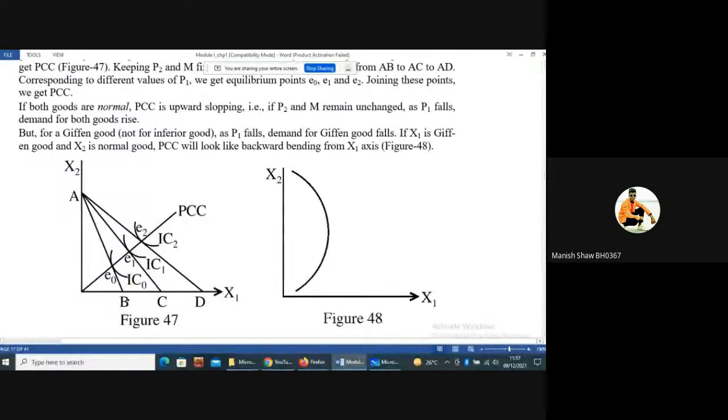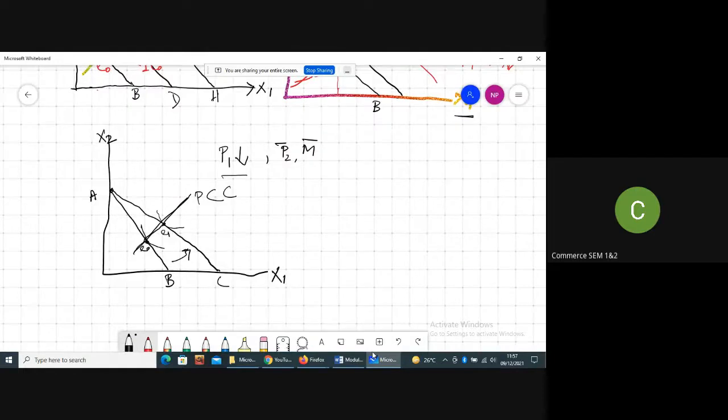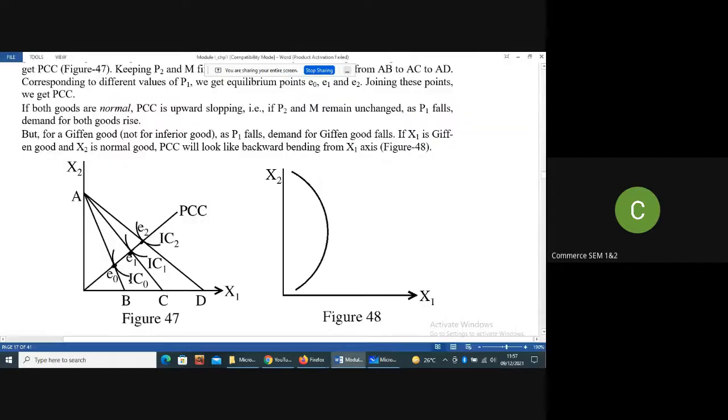So this is the initial budget line AB, and due to a fall in P1, with P2 and money income remaining unchanged, the new budget line will be AC. If the price of good 1 falls even further, the new budget line becomes AD. So E0, E1, and E2 are different equilibrium points. If you join these 3 points, what you get is called the PCC, or price consumption curve.